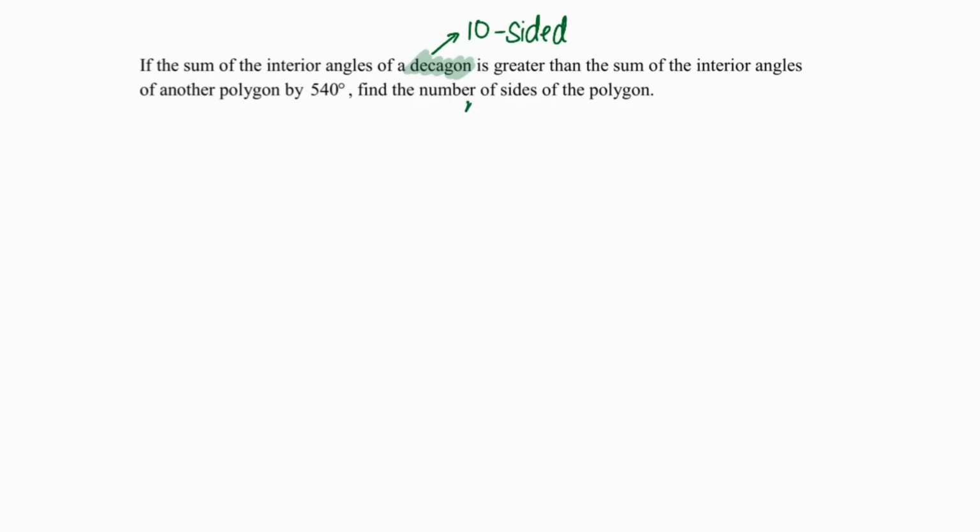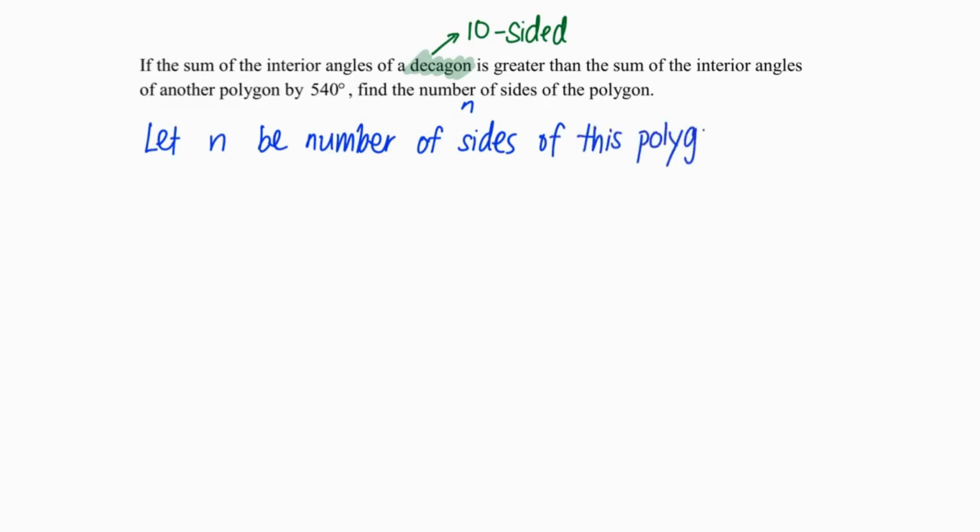I am going to let n, I'm going to use a blue color, I'm going to let n be the number of sides of this polygon that I will need to find. Okay, so that will make things easier.